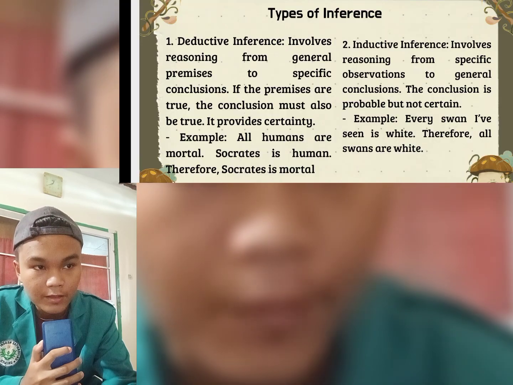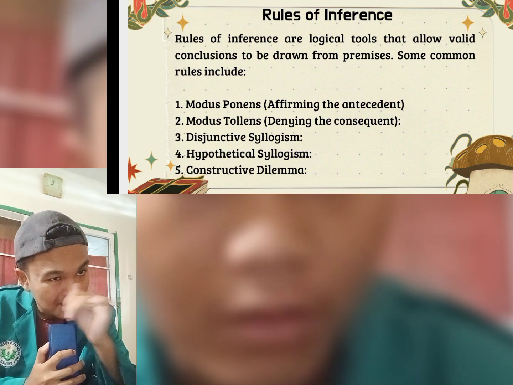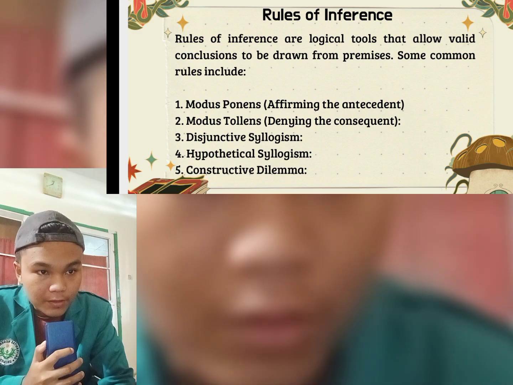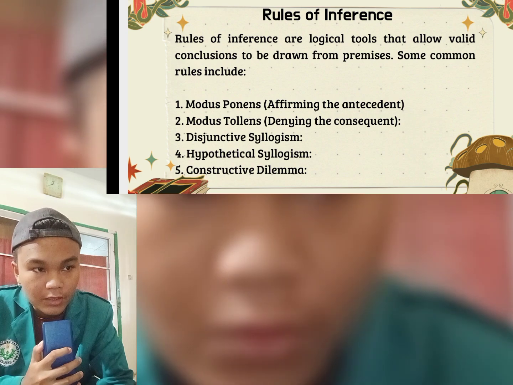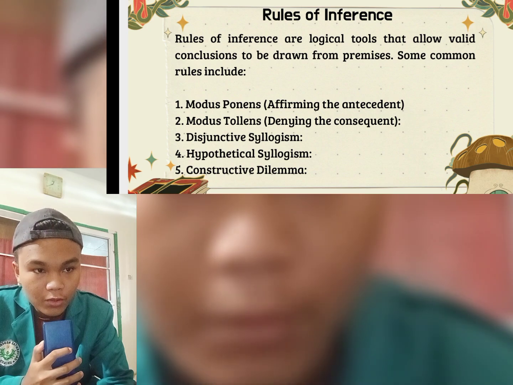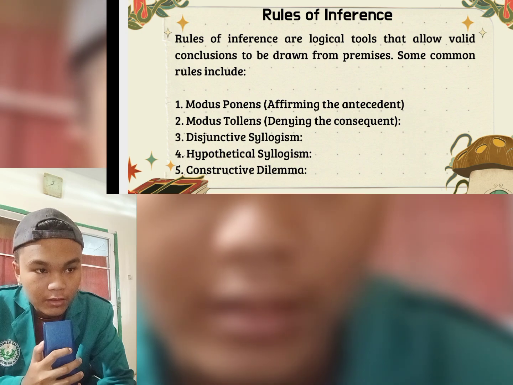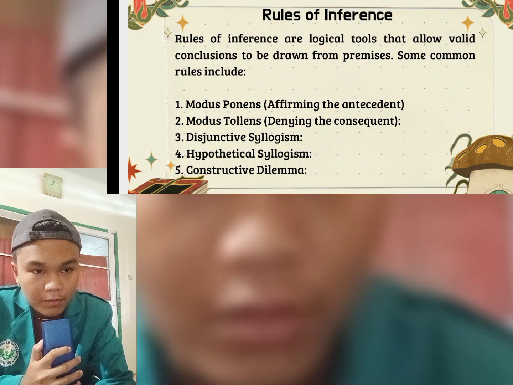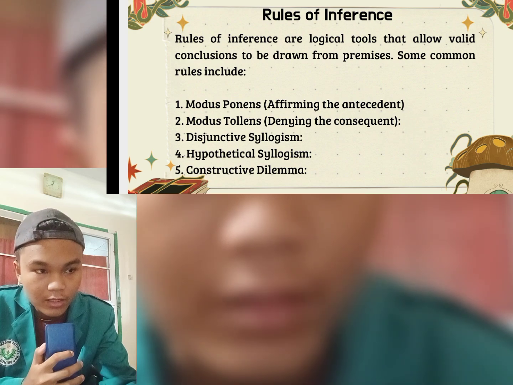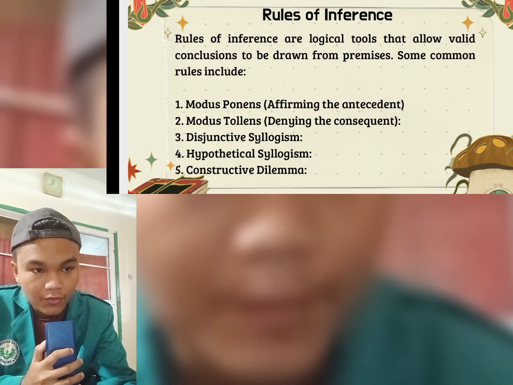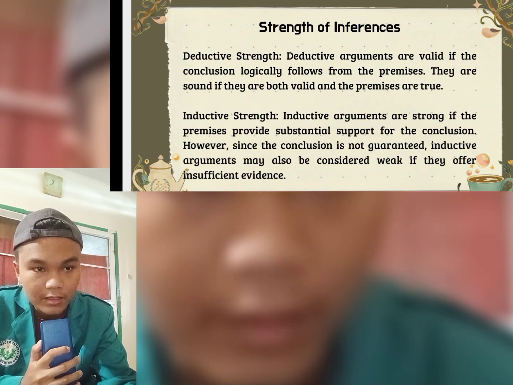Types of inference: number one, deductive inference. Number two, inductive inference. You can see this slide, guys. The next, rules of inference. Rules of inference are logical tools that allow valid conclusions to be drawn from premises. Some common rules include modus ponens, affirming the antecedent, modus tollens, denying the consequent, disjunctive syllogism, hypothetical syllogism, and number five, constructive dilemma.